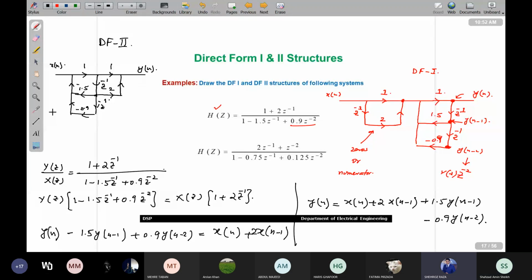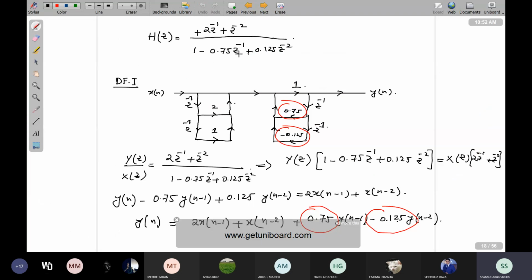No sir. Okay, so let's look at the second example where it is saying that H of z is equal to 2z inverse plus z minus 2. That's the numerator, and 1 minus 0.75 z inverse plus 0.125 z minus 2, and that's my transfer function. And if I'm interested in making direct form 1, that's very simple. I will be implementing this numerator first.